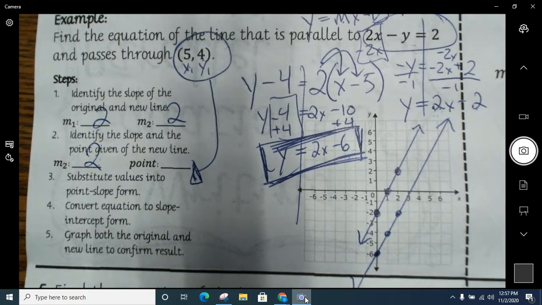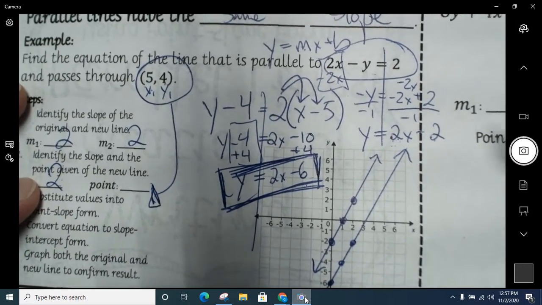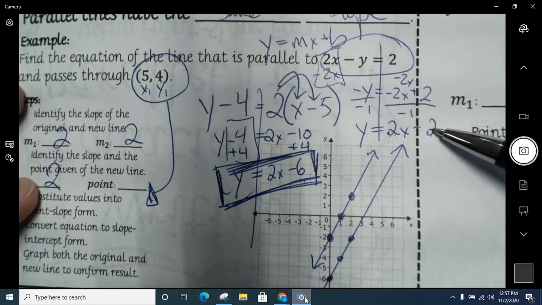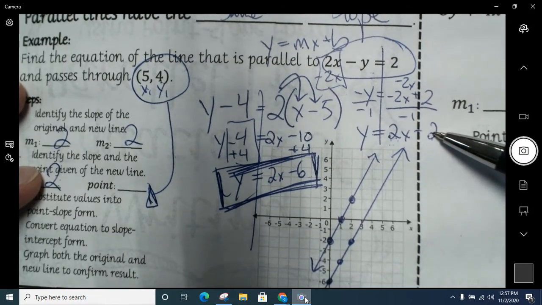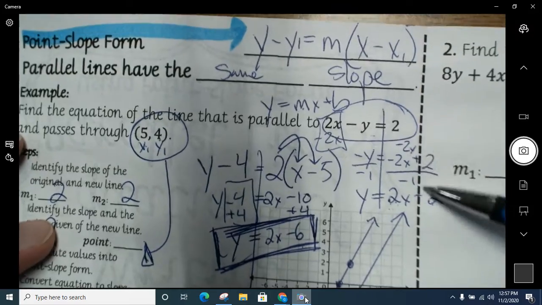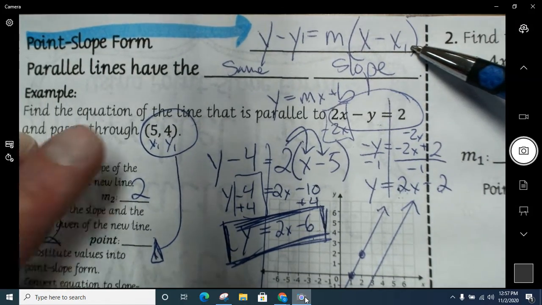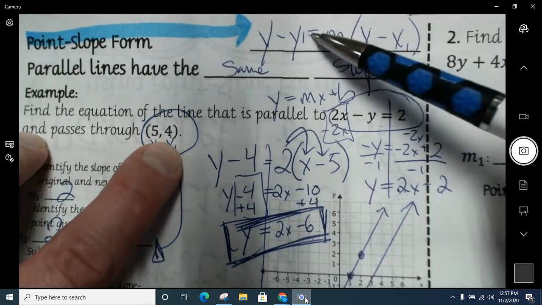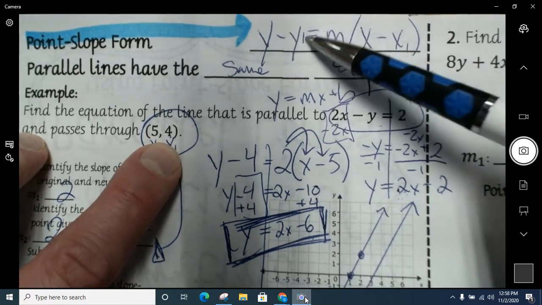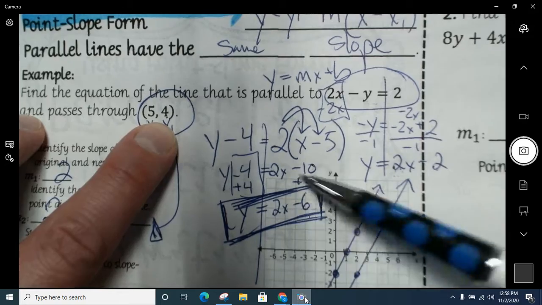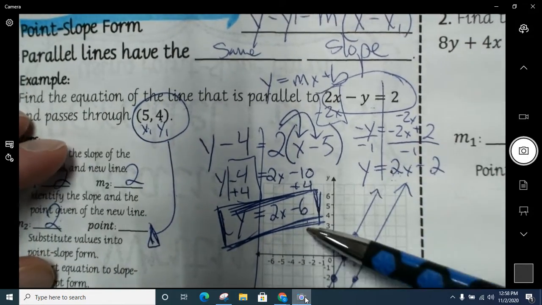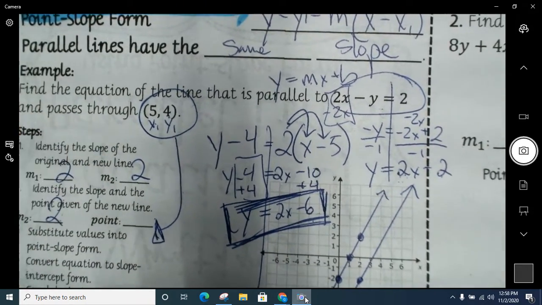But that is the idea, is you're going to be getting the original equation into that y equals mx plus b format. Once you do that, you'll then use your point slope form with the point provided to replace for your x1 and your y1. When you do that, you got to do a little bit of math writing it down, but you will generate an equation that is parallel to the original line.